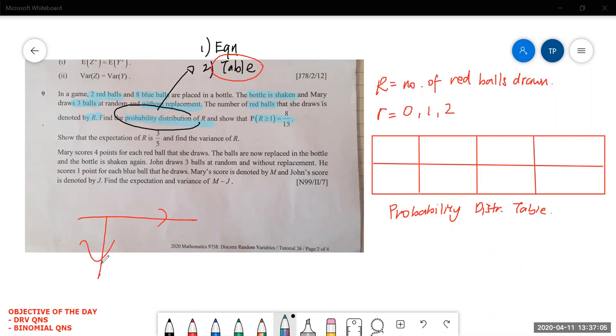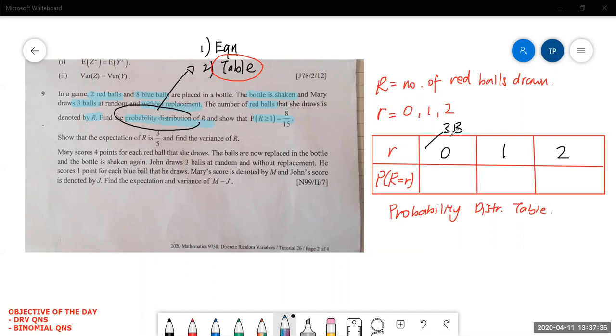Okay, coming back to this question. So we have R here, we have probability of R, big R equals small r. Now for R values, we have 0, 1, and 2. What's the probability of getting 0 red balls? The probability of getting 0 red balls means you are getting 3 blue balls, am I right?